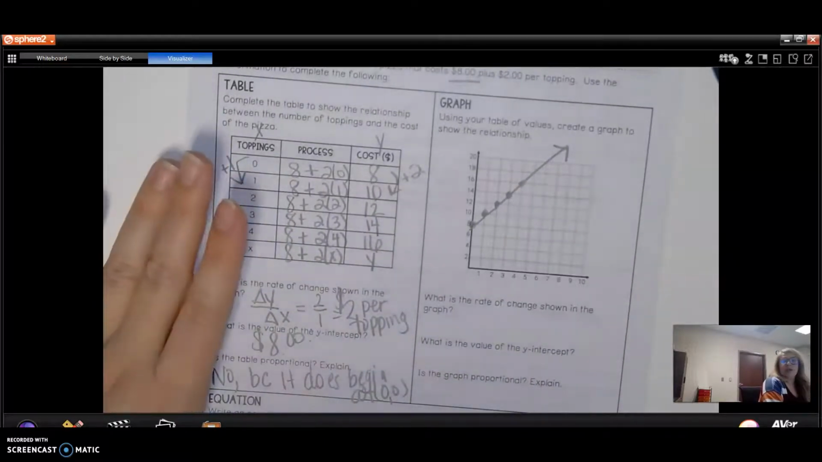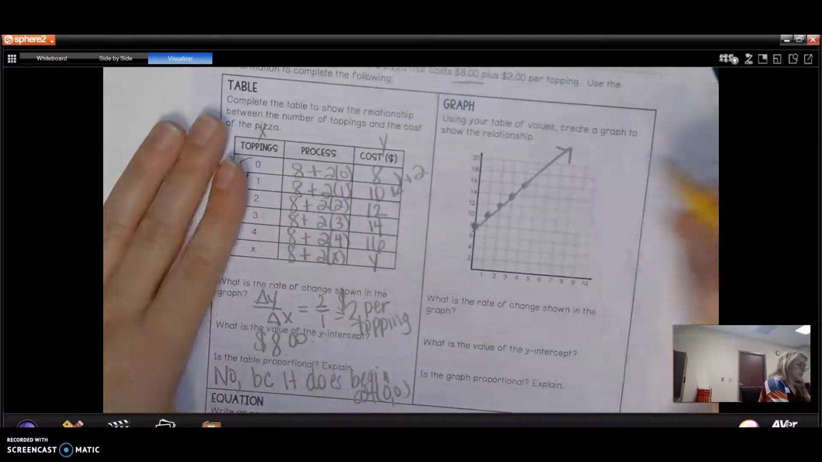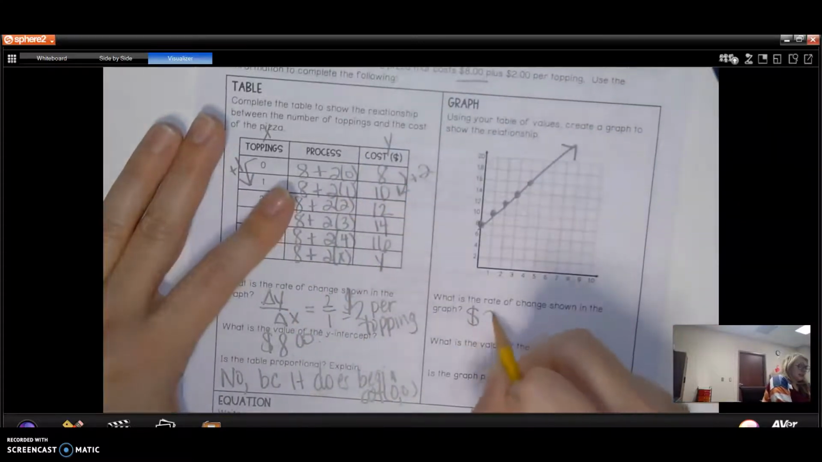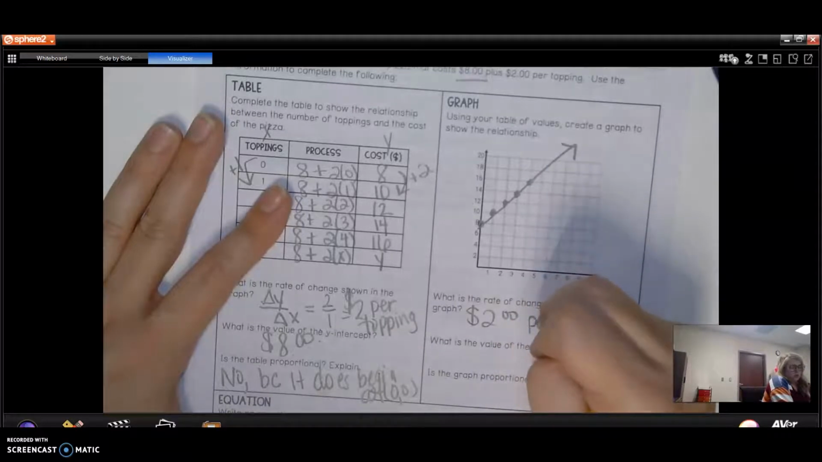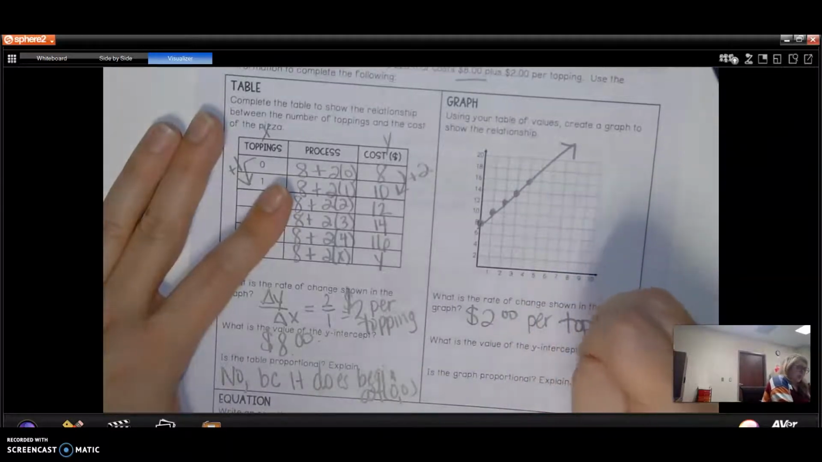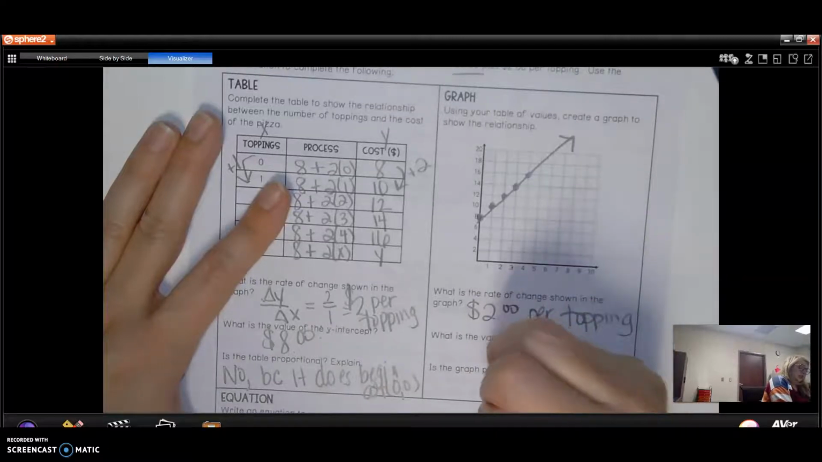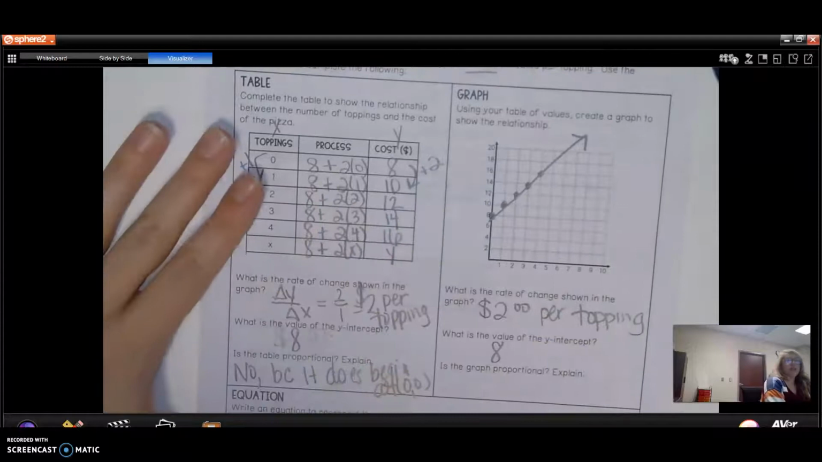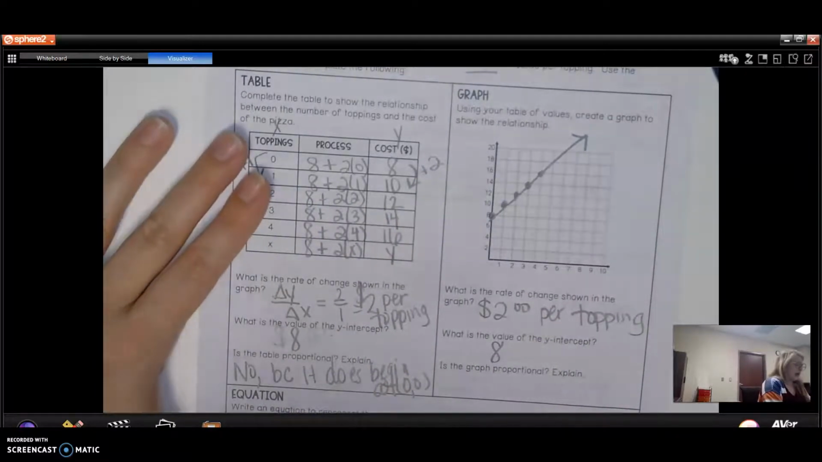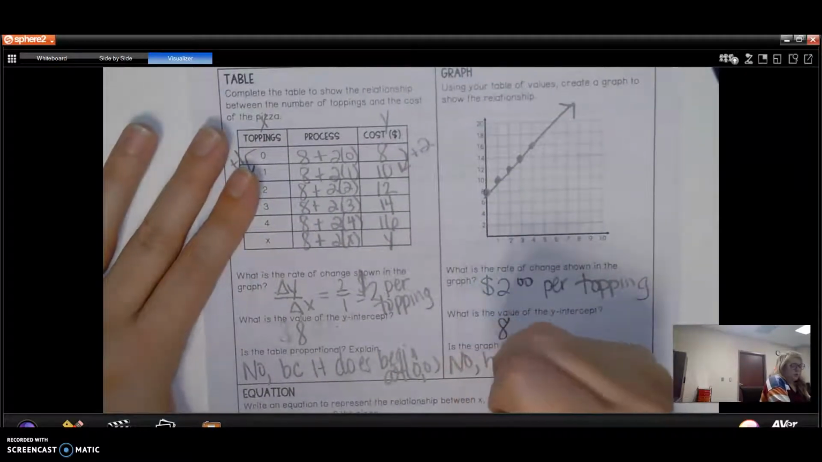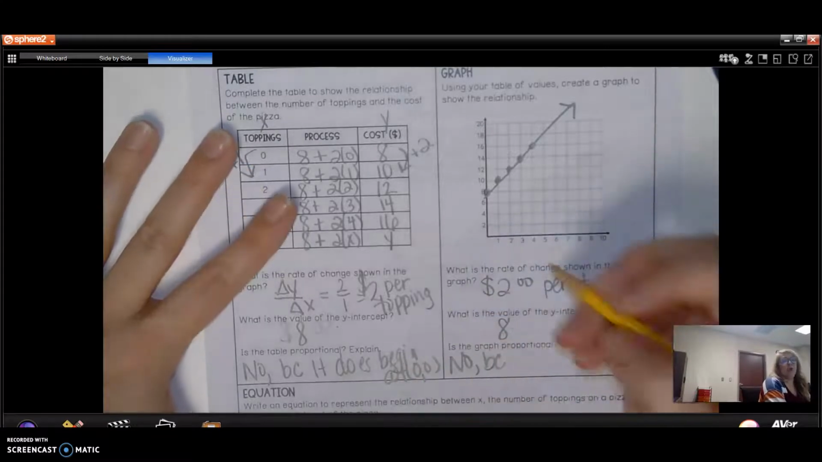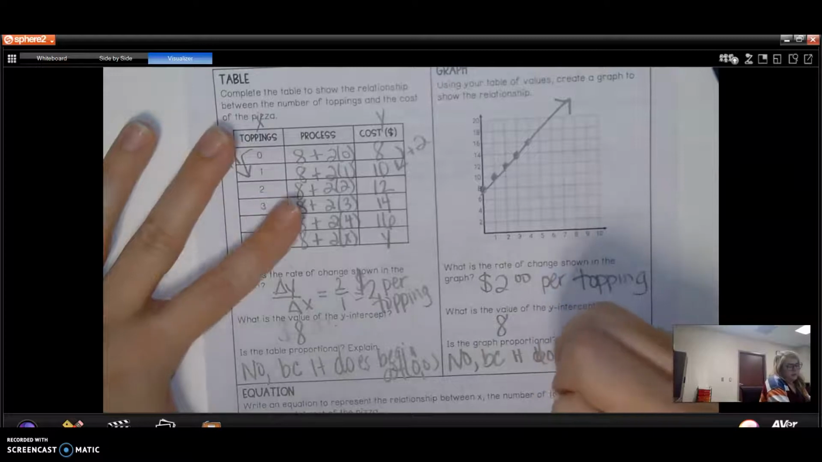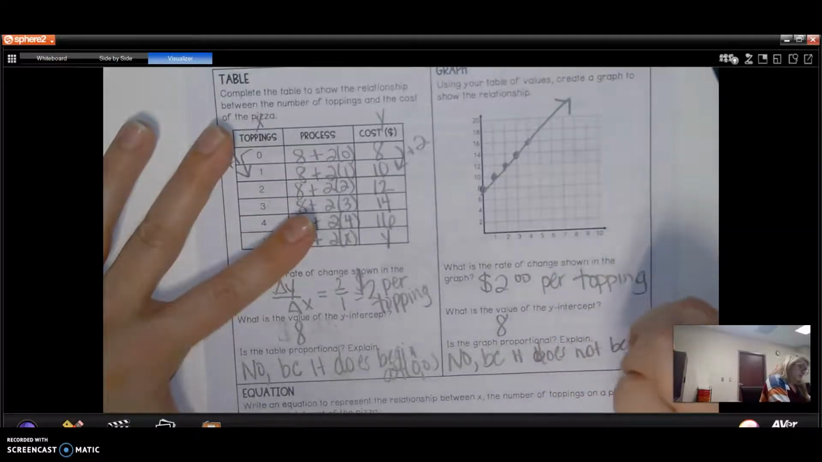Okay, what is the rate of change shown in the graph? Well, it's the same thing as it was shown right here, because this is a representation of this. So it's still going to be $2 per topping. What's the value of the y-intercept? 8. Let's just say 8. Okay, is the graph proportional? No, because it begins at the y-intercept and not at 0, 0. It does not begin at 0, 0.